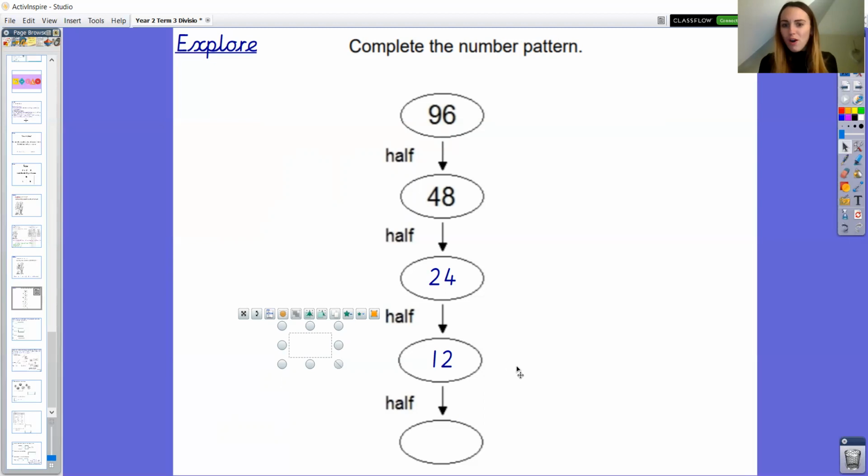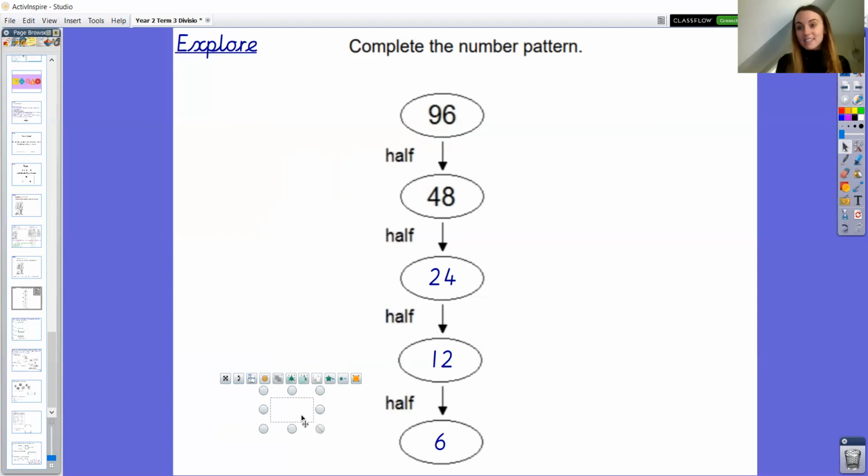Now I need to find half of 12. I need to divide 12 by 2. I'm thinking of a learn it fact. Are you thinking of the same one, year 2? Well done. We know 6 add 6 equals 12. So if we're finding half of 12, you know half of 12 is 6. Brilliant. Well done, year 2.